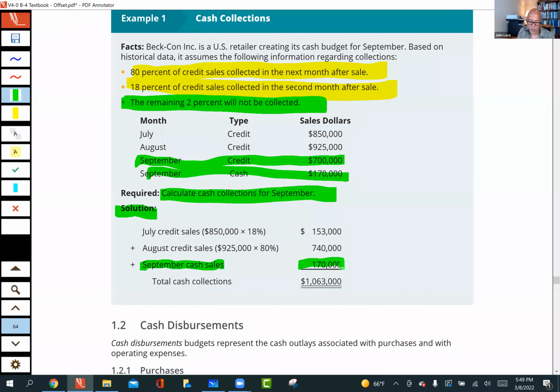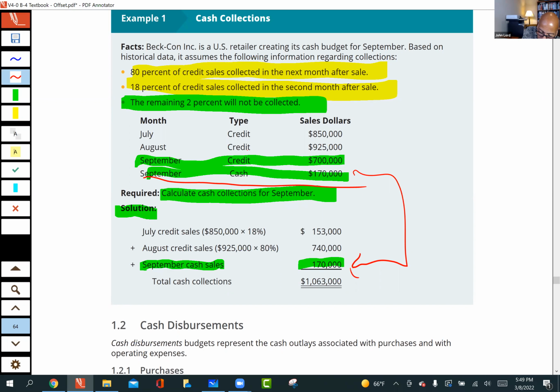Be careful. If they did something funky like see that on the exam, that'd be kind of mean, that they put a credit, and the cash there, right? But you got September cash, so you know you got to pick that up. So we'll put that in there. And then they're telling us that what? Since it's September, we would collect what?